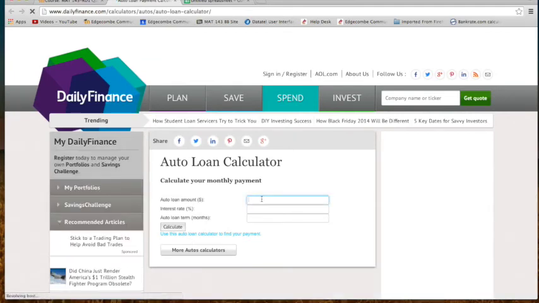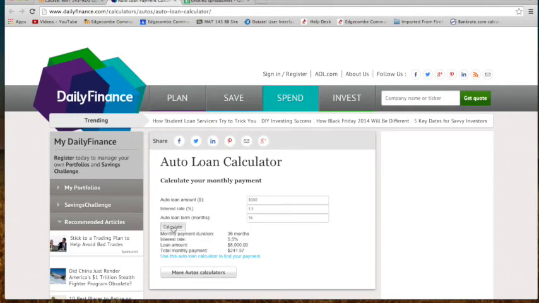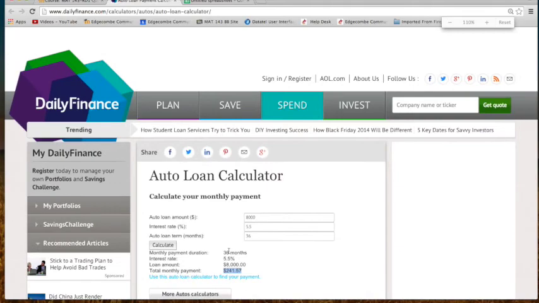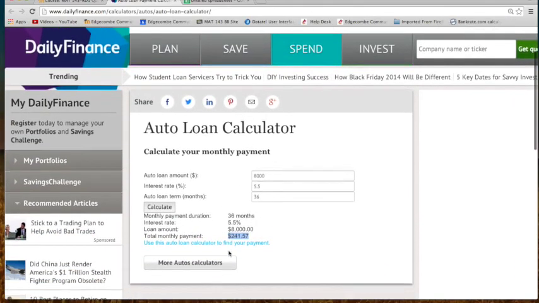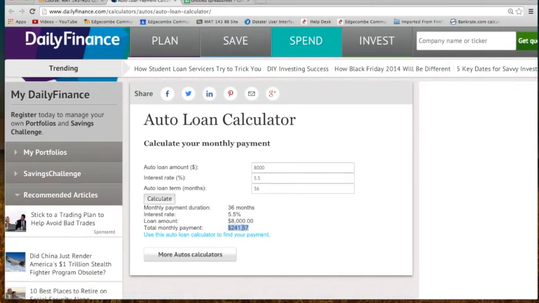So here we have the loan amount, which is $8,000 that we're borrowing. The interest rate is 5.5. And let's say the term is 36 months. So you put in 36 months, which is 3 years, and hit calculate. It does all the work for you. So if we make monthly payments of $241.57, let's make it a little bit bigger, then we'll pay off the loan after 36 months.